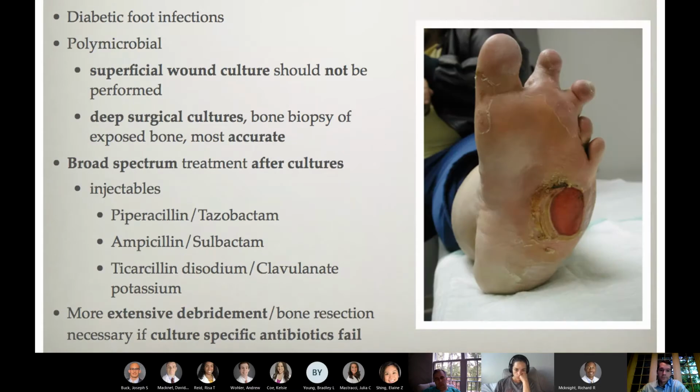Anyways, the wound infections that happen are polymicrobial. Getting a wound culture is not the answer. Getting a deep bone culture or a bone biopsy at the time of debridement, if you get to that point, is.